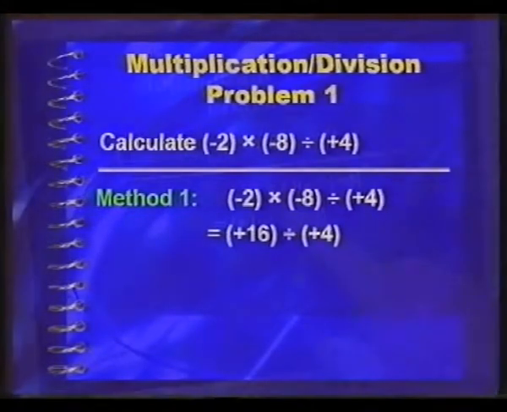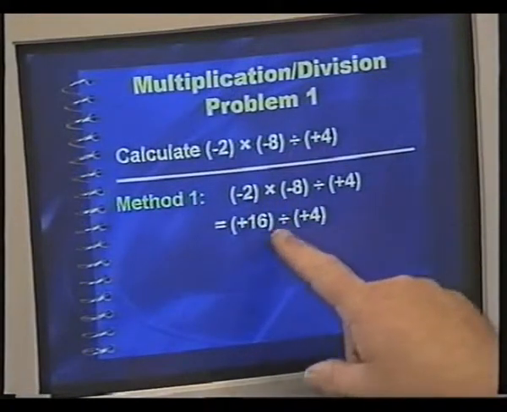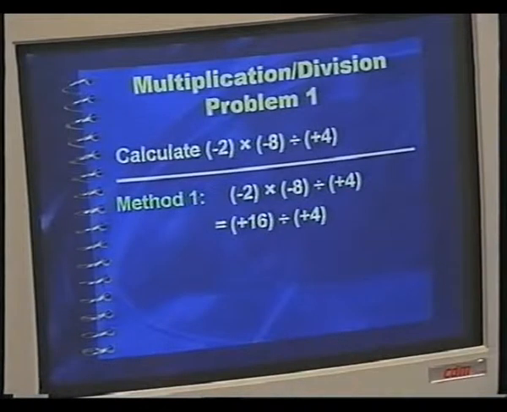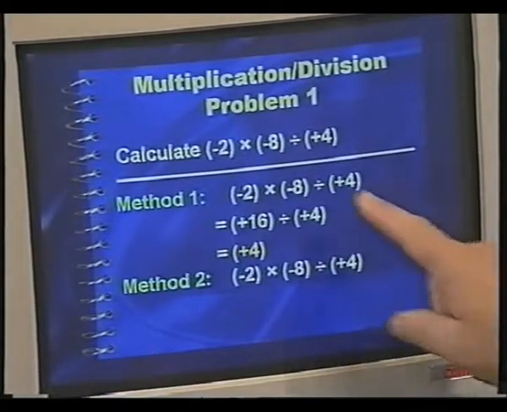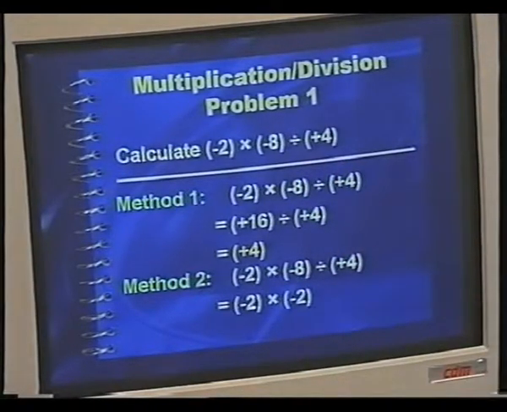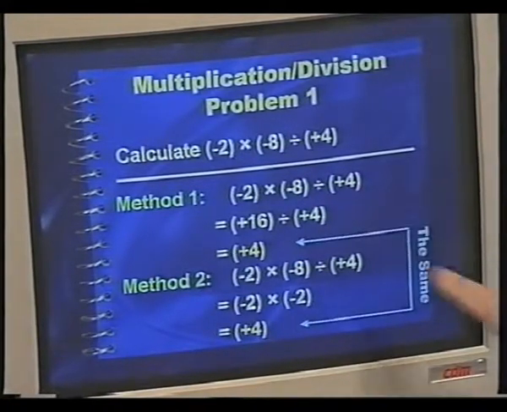I've done it first the multiplication. Negative 2 times negative 8 is positive 16. Then we divide by positive 4. We get positive 4. Now if you do it the other way, where you first divide the negative 8 by the positive 4, you end up with negative 2 times negative 2, which equals also positive 4. And of course you should get the same answer no matter what you do. Multiplication and division are essentially the same process.